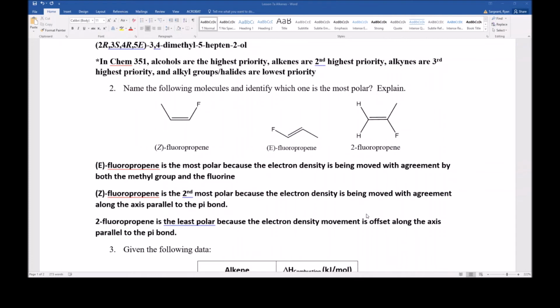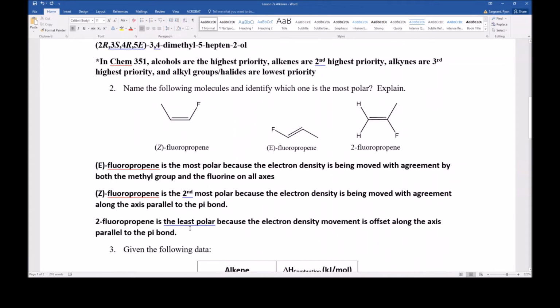All right. I cleaned everything up and wrote out what I think the best answers are. E-fluoropropene, this one in the middle, is the most polar, because the electron density is being moved with agreement by both the methyl group and the fluorine on all axes. Z-fluoropropene is the second most polar, this one over here on the left-hand side, because the electron density is being moved with agreement along the axis parallel to the pi bond. That is the most important axis.